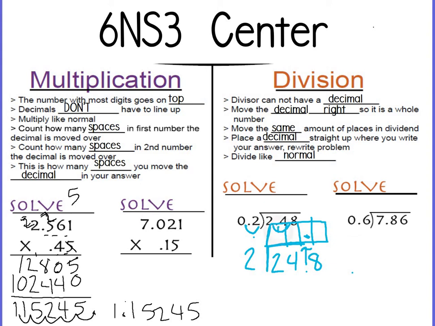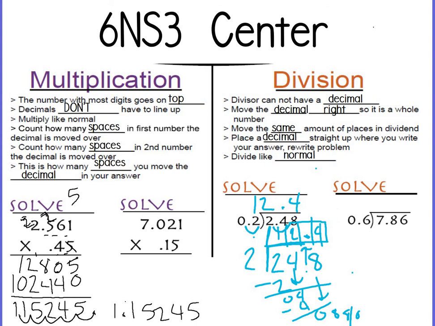2 goes into 2 once. Minus 2 is 0. Bring down the 4. 2 goes into 4 twice. Minus 4 is 0. Bring down the 8. 2 goes into 8 4 times. Minus 8 is 0. So then my answer in this case is 12. Ooh, that is an icky 12. And I apologize, this pen that I have isn't that great, but it's all that I have right now. So my answer here is 12 and 4/10.